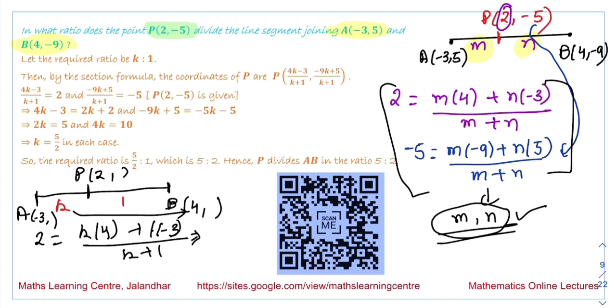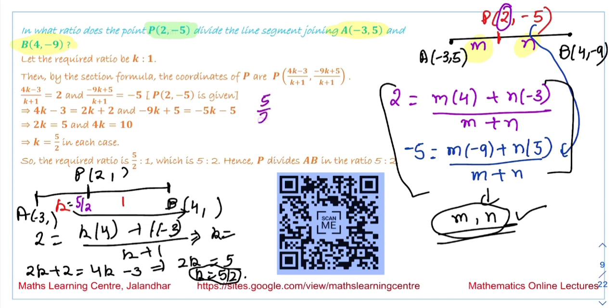Now on solving this, what we get is 2k plus 2 is equal to 4k minus 3. So this gives us 2k is equal to 5. So the value we get is k is equal to 5 by 2. So if k is equal to 5 by 2, it means this divides it in the ratio 5 by 2 is to 1. We multiply this whole ratio with 2. So we get that the ratio we have is 5 is to 2.